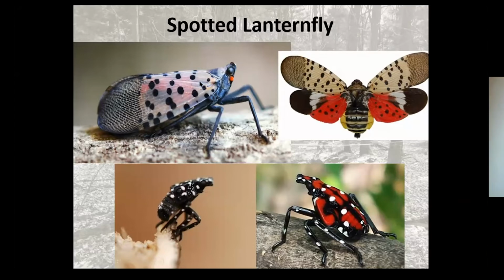This is actually a true bug, which means that it's a sap feeding insect. They almost look like a type of moth or butterfly when their wings are spread out. It's a very beautiful looking insect as an adult in the top right, when it is spread out like that, and the top left is an adult with its wings folded back. The bottom two are the nymphal stages when they're younger, which are still kind of neat looking insects, but they are pretty detrimental.